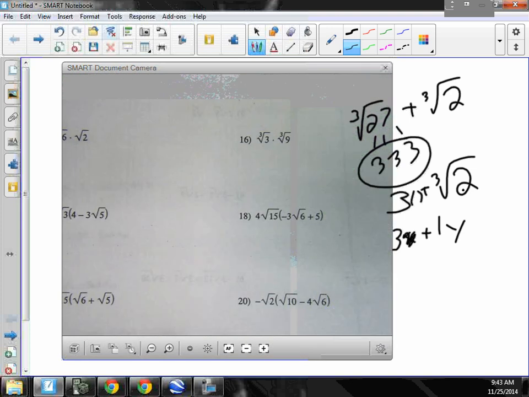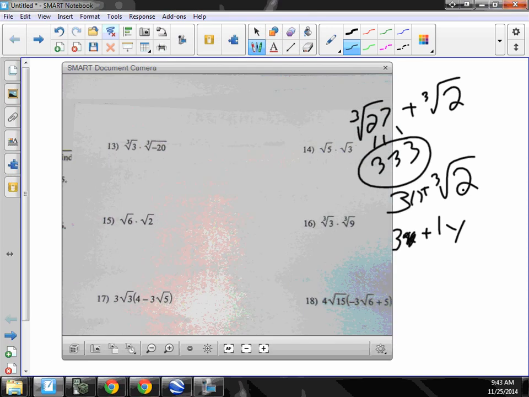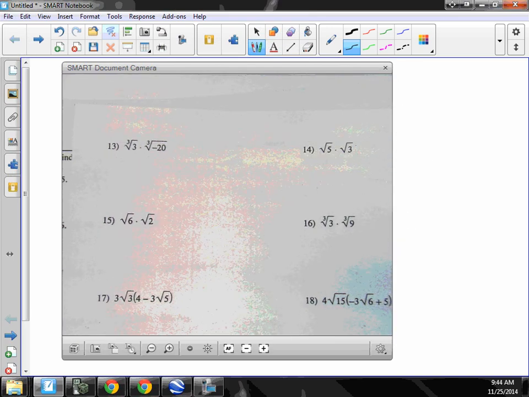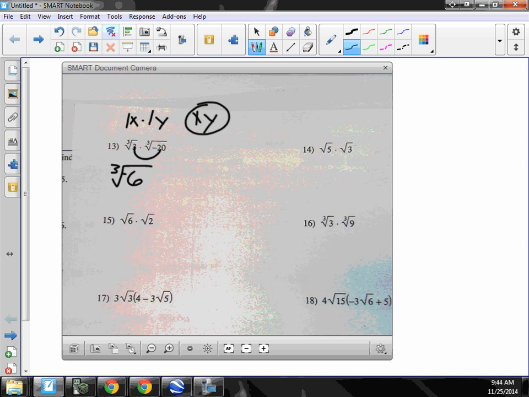Look at number 13. So imagine this was like 1x times 1y. Can I combine those? Well, you kind of can. 1 times 1 is 1, and x times y is xy. So I can put those together. So in this case, my roots are the same. So 3 times negative 20 is negative 60. So the third root of negative 60.